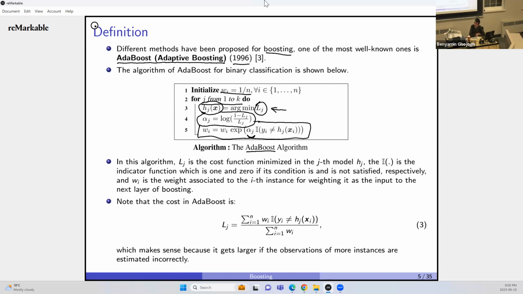Do you remember what was w_i? These are the weights of the points. I said, if a point is poorly estimated by the previous model, I need to weight it more. Initially, the weights were uniform. But now in line 5, I update the weights in this way: the previous w_i times exponential alpha_j and this indicator function. What does this indicator function say?